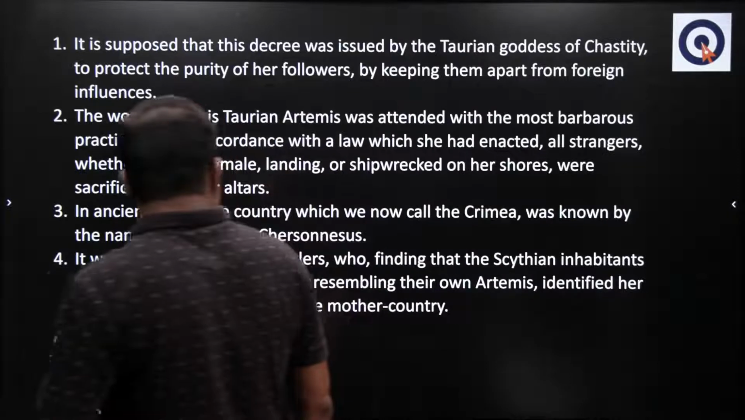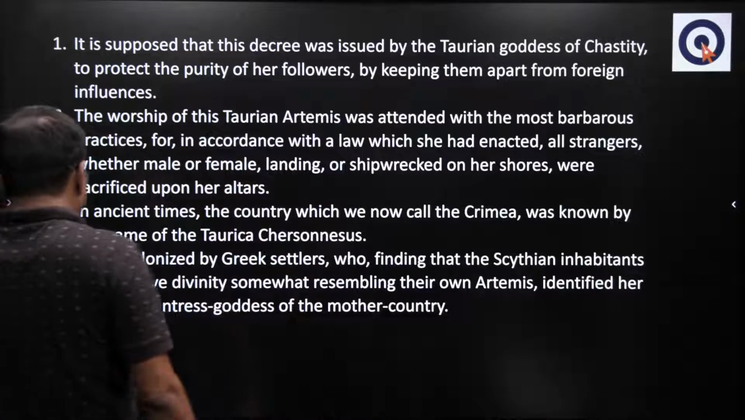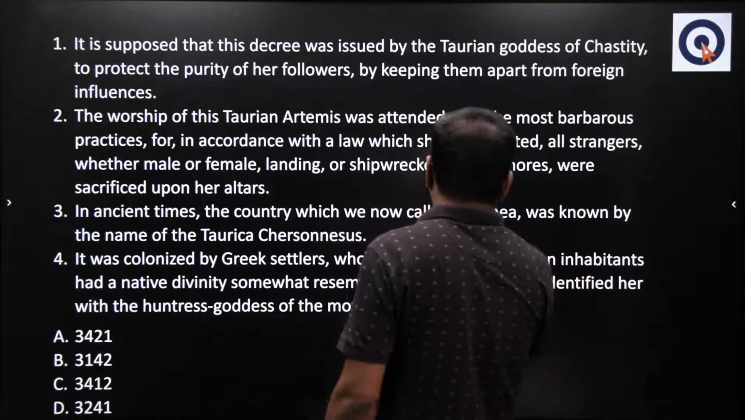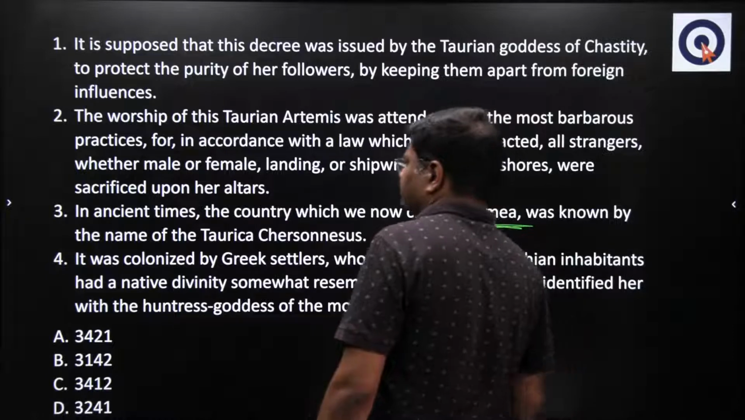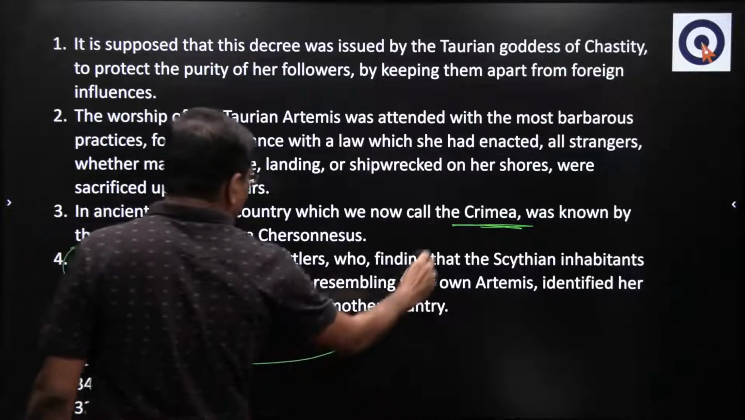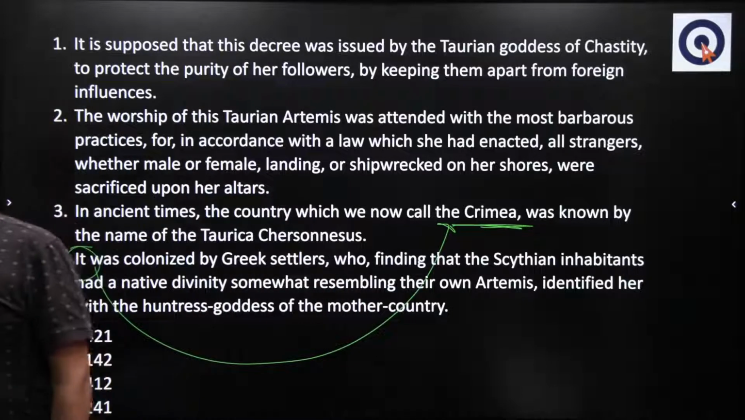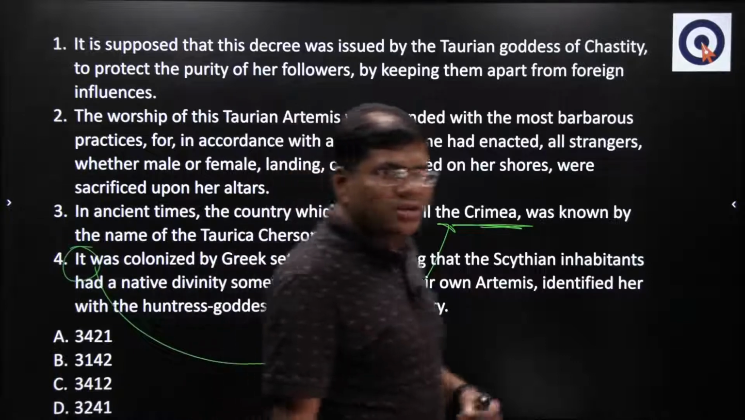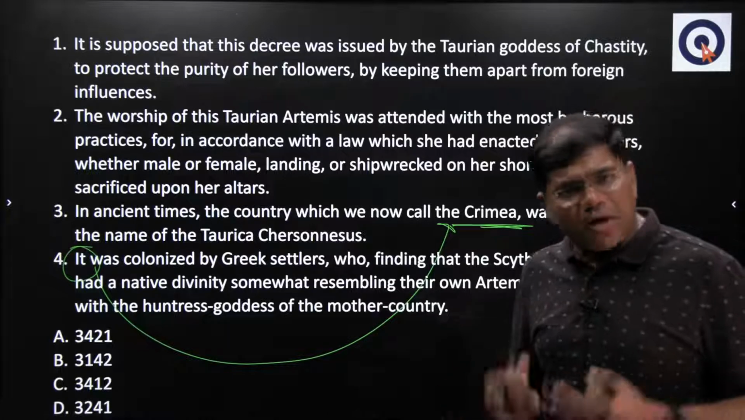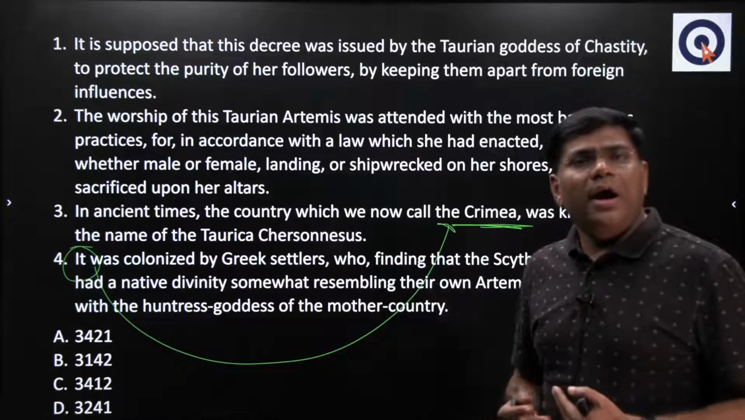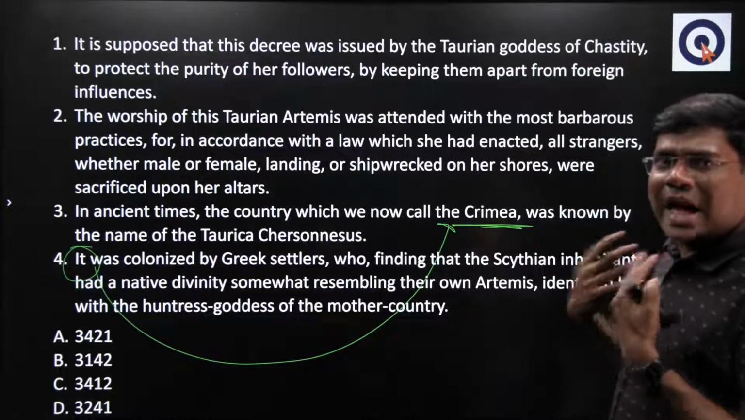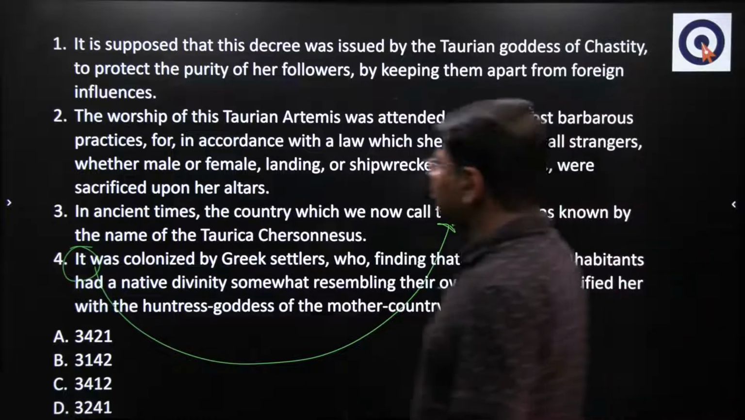In ancient times, the country which we now call Crimea was known by the name of Taurica Chersonesus. Okay, so there was a country by the name Crimea in ancient times. Okay, so can I say it refers to the country Crimea? Please pay attention. Don't you think that the pronoun it refers to the country Crimea? Because when you mention the name of a country, of course you will go ahead and talk about the people who are living in that country, who have inhabited that country. So how would you go about it?